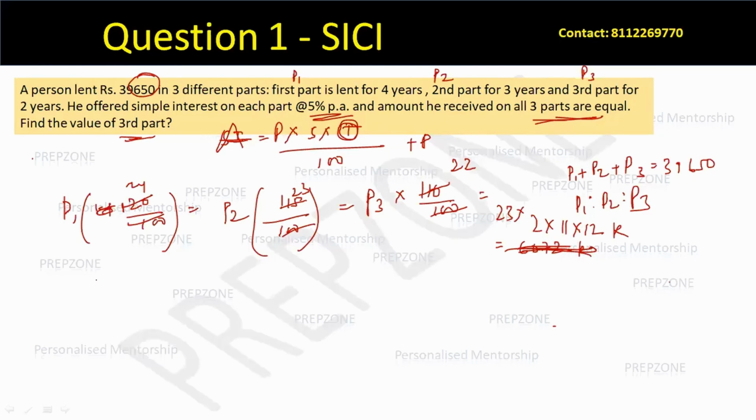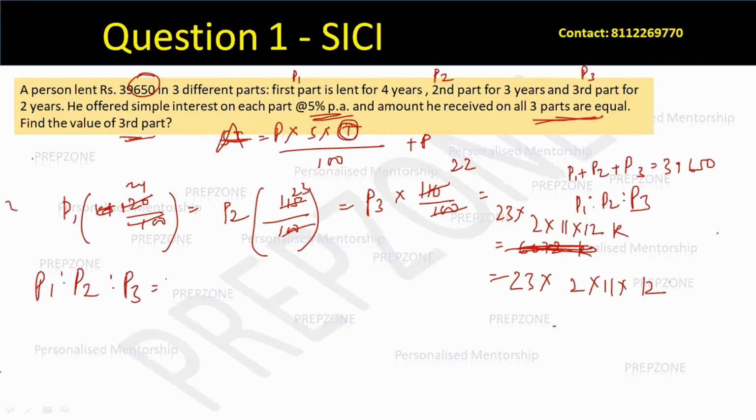You simply have to calculate P1 is to P2 is to P3. Now it should become very easy, क्योंकि P1 कितना है? In P1 you have to just cancel 24, right? This is 23 into 2 into 11 into 12, राइट?